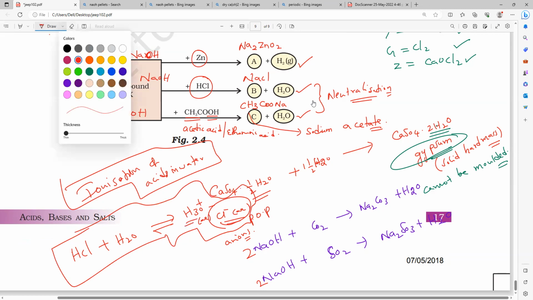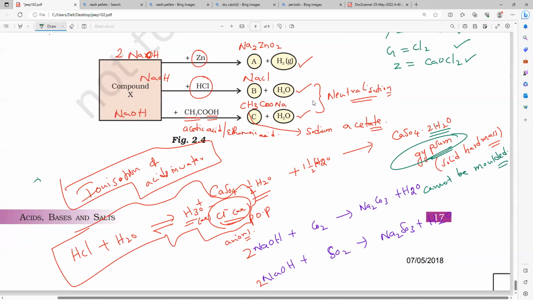Acid dissociates or ionization, all are the same. Dissociate or ionization, everything is the same only. Write it. Clear, everybody? All of you?